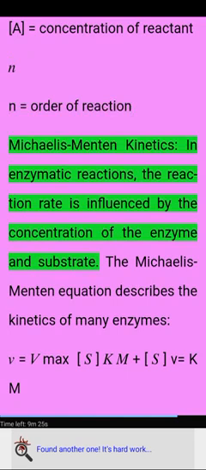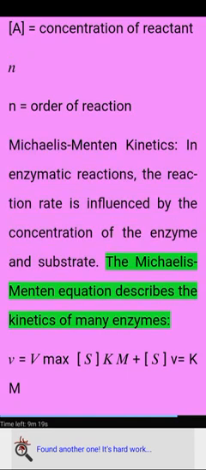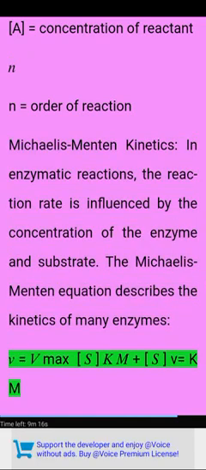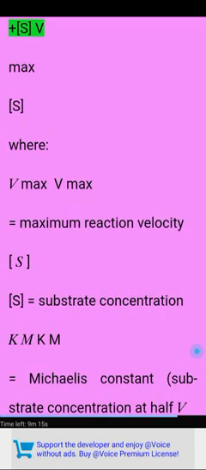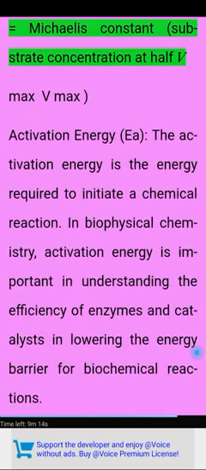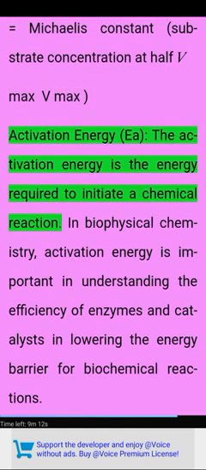Michaelis-Menten kinetics. In enzymatic reactions, the reaction rate is influenced by the concentration of the enzyme and substrate. The Michaelis-Menten equation describes the kinetics of many enzymes: V equals V max times S over Km plus S, where V max equals maximum reaction velocity, S equals substrate concentration, and Km equals the Michaelis constant, the substrate concentration at half V max.